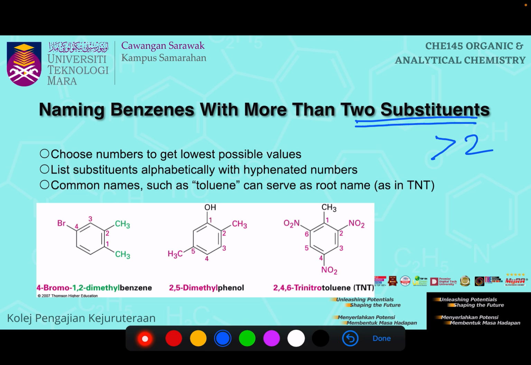Choose numbers to get the lowest possible value. Always list substituents alphabetically. Common names such as toluene can also be used as the root name. So these are the 3 rules that we've already been introduced to since chapter 1: lowest value, alphabetical, right.